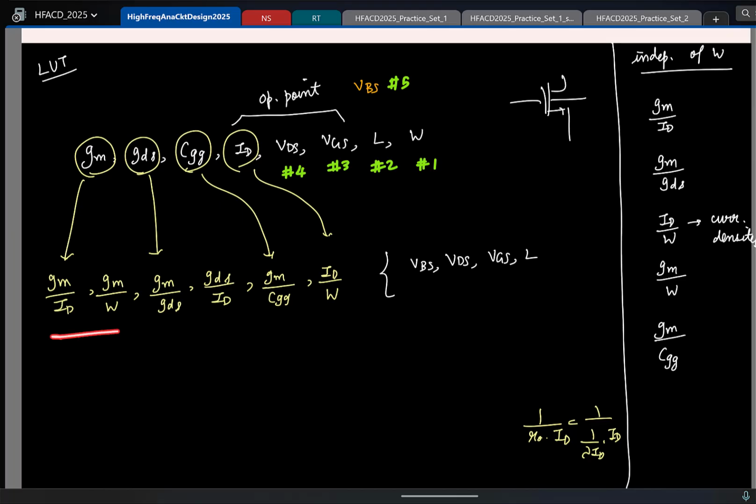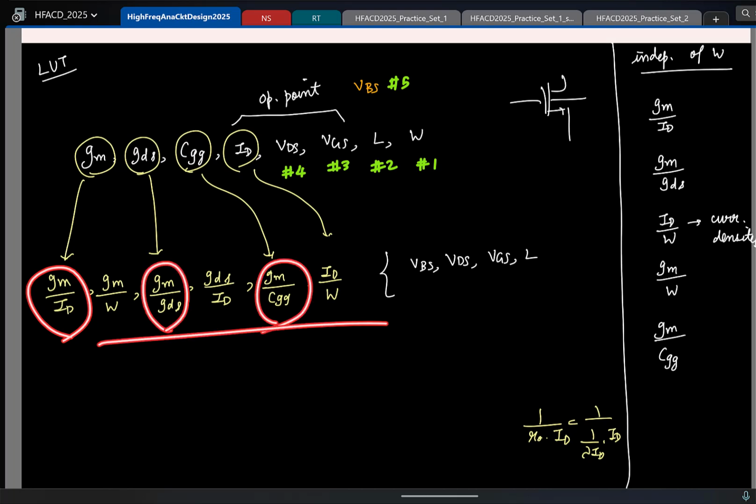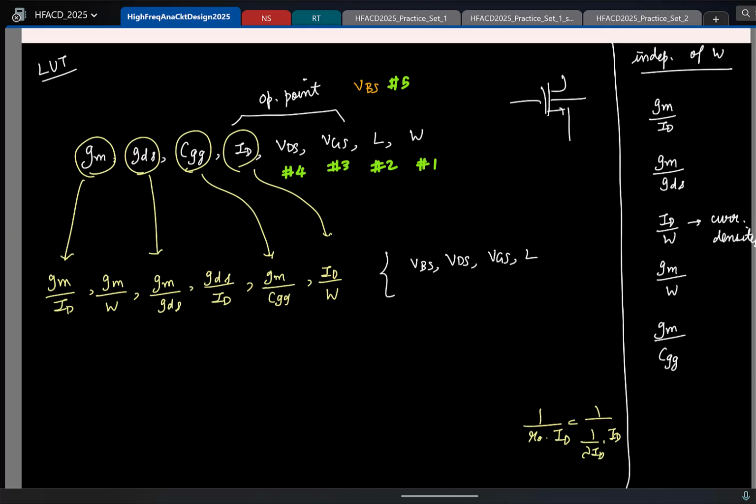And again, these parameters we are saving are not some arbitrary parameters. As we saw, each of these is actually an important metric for a transistor. We saw GM by ID, we saw GM by GDS, GM by CGG. Similarly, each of them has some meaning. Okay. So now that reduces your job. Now you just have to sweep 4 variables.